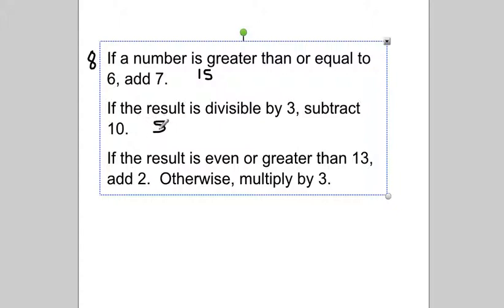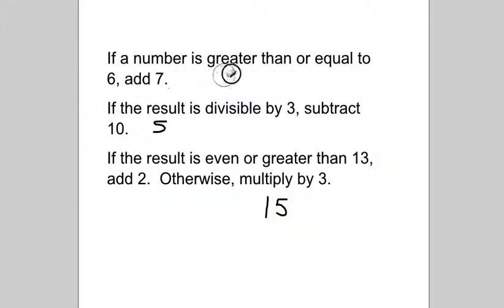And now, if that result is even or greater than 13, add 2. Otherwise, multiply by 3. So this 5 is not even, nor is it greater than 13, so we're going to multiply it by 3. And we get a final result of 15. All right, let's try one more input. And let's try an input of 6.